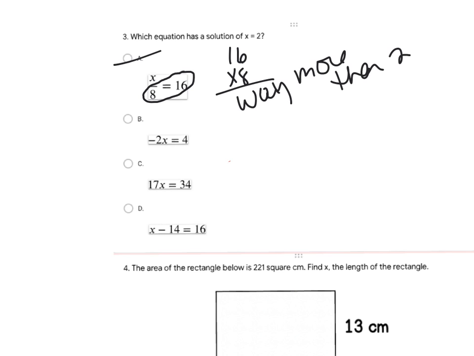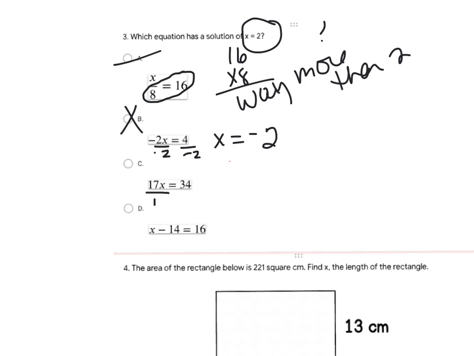So mark that out. The opposite of multiplying by negative 2 would be dividing by negative 2. And as we stated earlier, a positive divided by a negative, because they have the same rules, that would give me a negative. What's 4 divided by negative 2? That would give me a negative 2. So is that 2? No, it's not.